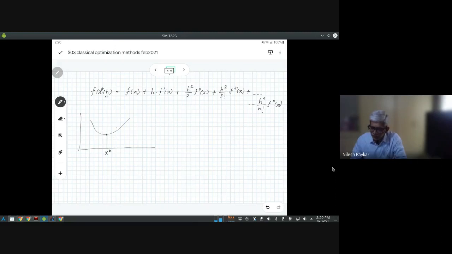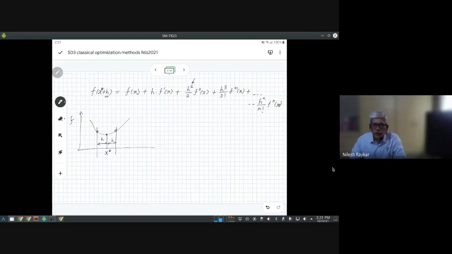So any h could be positive or negative. So you could have h either as a positive value or a negative value. So in the local proximity of this point, you will get the value of this function as given by this Taylor series expansion. Now, what this particular thing means: this n is the power of your h.